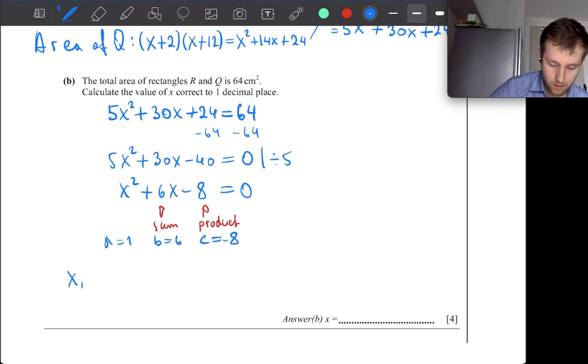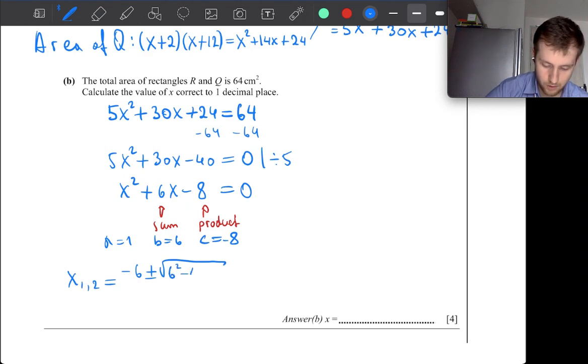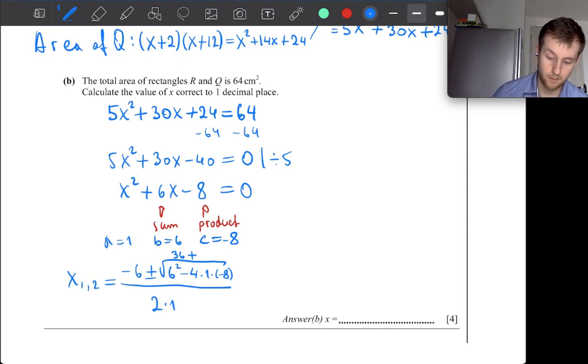So we can use the formula, x1,2 equals minus b, so that's minus 6 plus minus the square root of b squared, so 6 squared, minus 4ac, so minus 4 times 1 times, remember it's minus 8, not 8, and then all of this is divided by 2a, so it's 2 times 1. Again, I'm just gonna try not to use the calculator. Here 6 squared is 36, 4 times 8, we have 36 plus, remember it's plus because we have minus and minus here, so we get a plus. So 36 plus 32 is equal to 68.